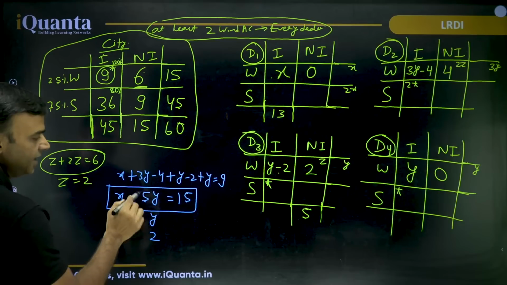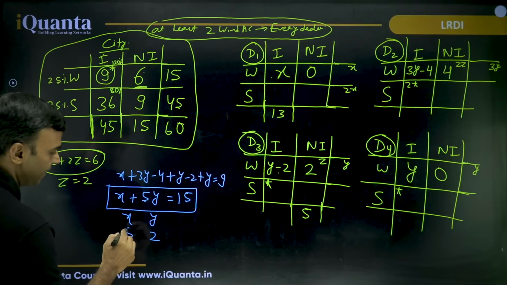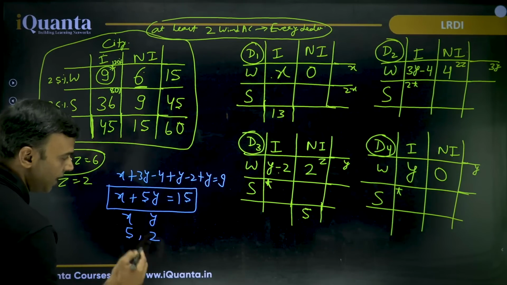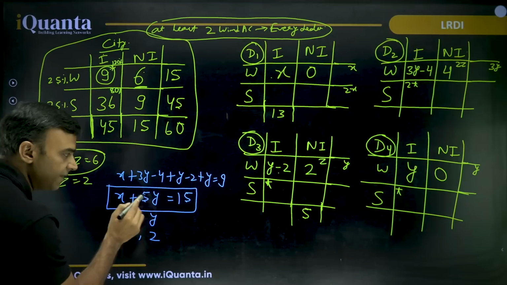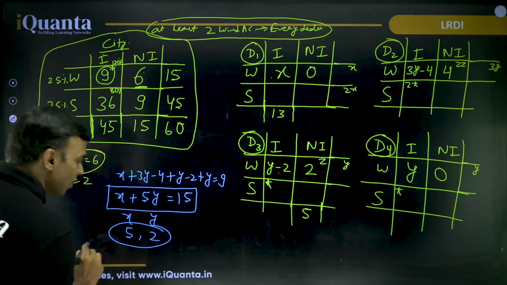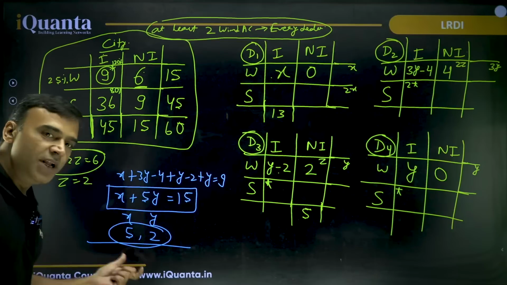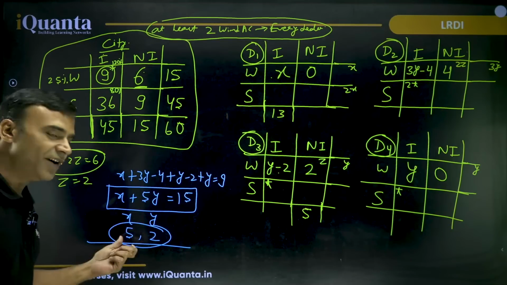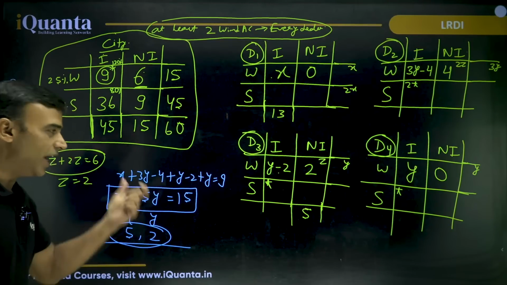2 5s are 10, 15 minus 10, that is 5. So x is 5. Can I put y equal to 3? Let's see. If I put y equal to 3, 3 5s are 15, 15, 15 cancel, x is 0. Is that possible? No. What does that mean? This is a unique possible combination of x and y values. So x is 5, y is 2, and that's it.